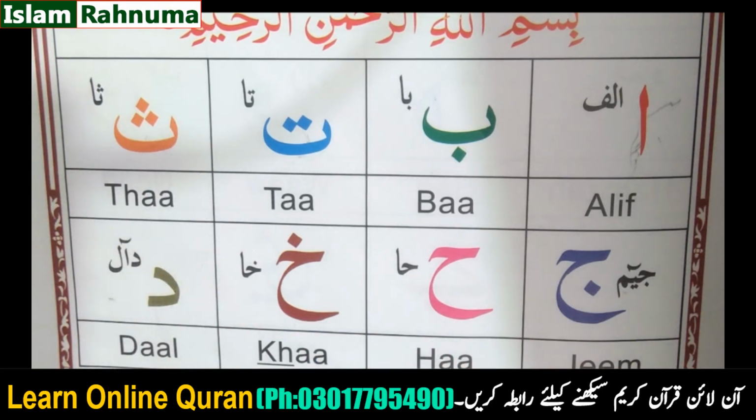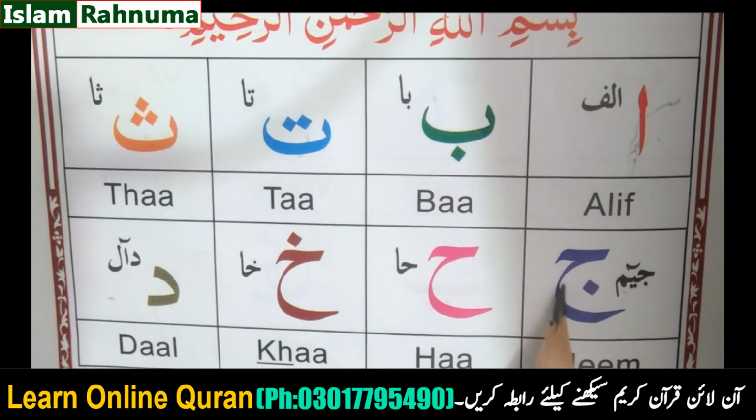Okay, next line. What is this? This is a Jim. Jim has long letter. Jim has seven shape with half circle. Jim has one dot in the bottom.